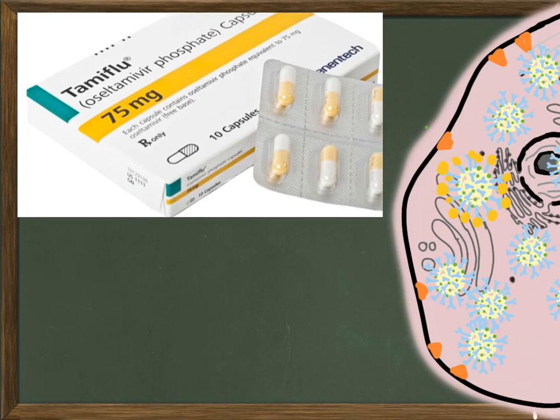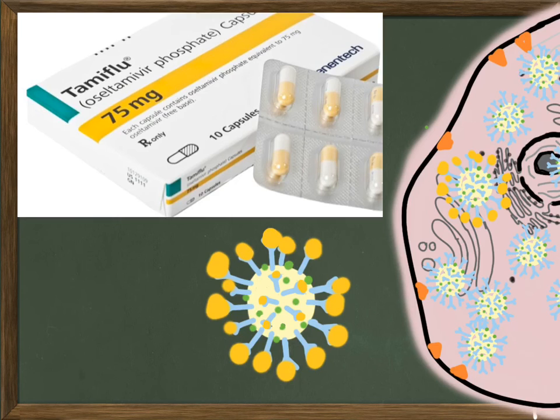Tamiflu, the antiviral drug sometimes used against the influenza virus, works by binding or attaching to a protein that viruses use to get the host cell open once they've been created. Then the virus can't spill out of the cell and go on to infect more cells.